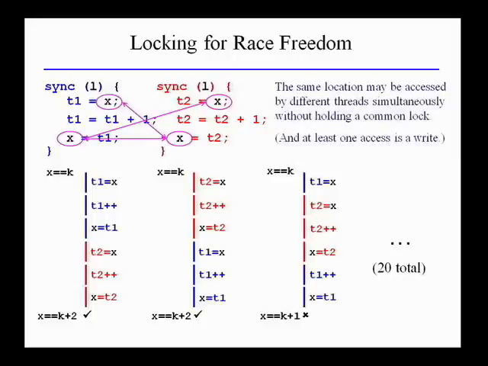Now, let's refine this condition a little bit. So we say the same location has to be accessed by different threads simultaneously without holding a common lock. Okay. So instead of just talking about general accesses, let's focus on the lock-based synchronization discipline. So the most common way of controlling access to shared locations is through locks. And the stuff I'm going to talk about today is all about doing this only in the presence of locks. Okay, so we're not going to look at other synchronization idioms.